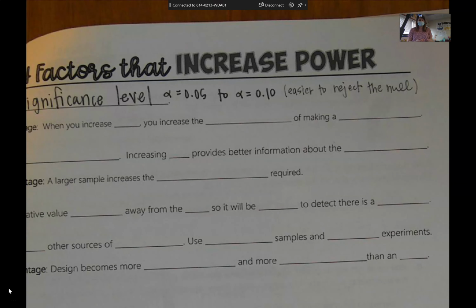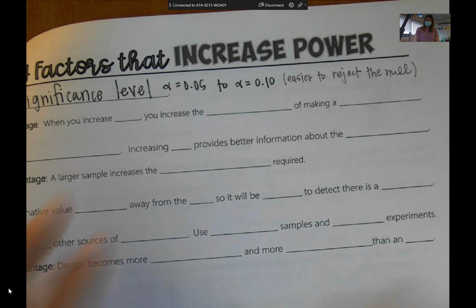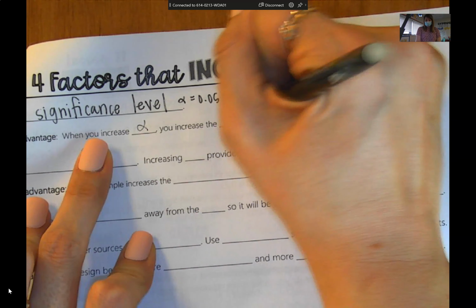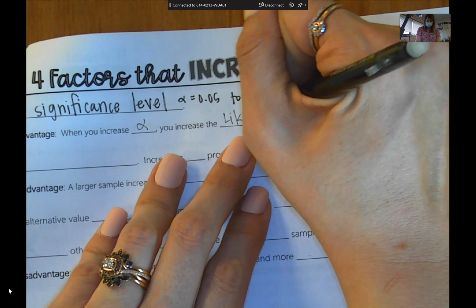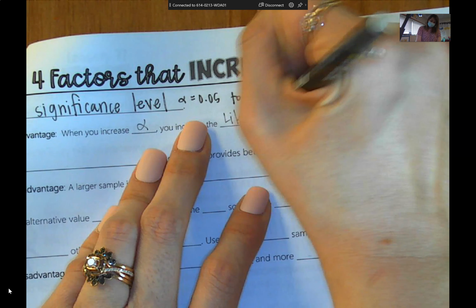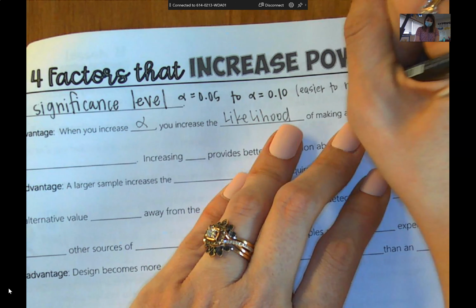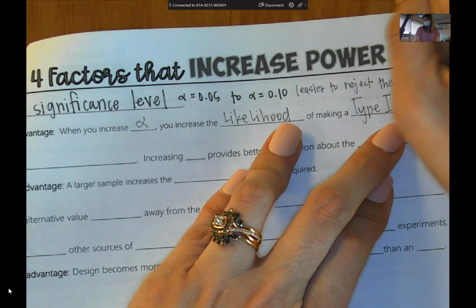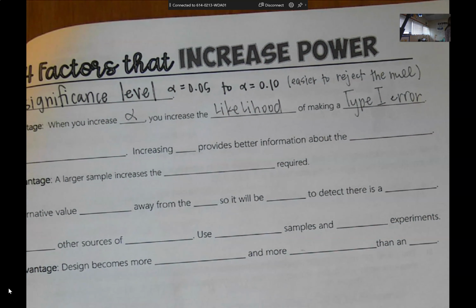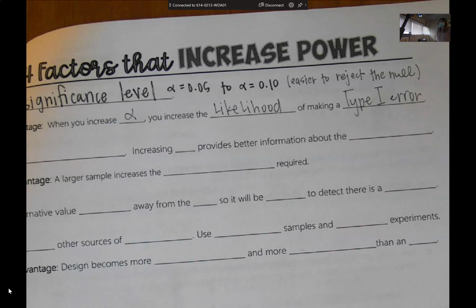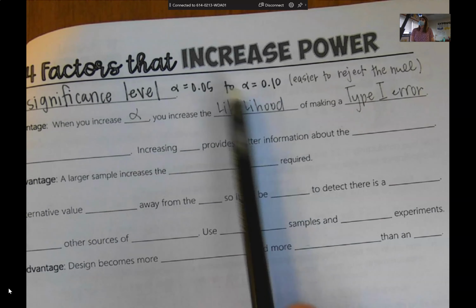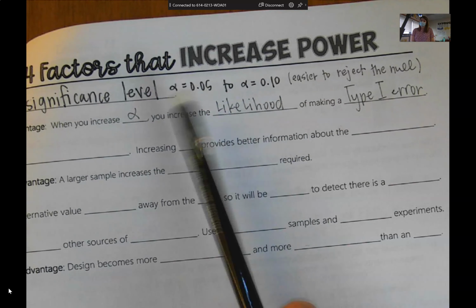The disadvantage is that when you increase alpha, you are increasing the likelihood of making a type 1 error. Remember, the probability of making a type 1 error is alpha. If you just say, OK, our significance level is 10%, you've now increased your probability of making an error from 5% to 10%.